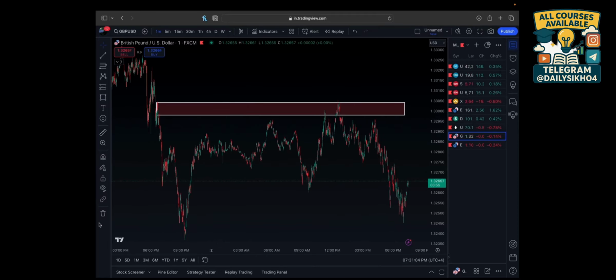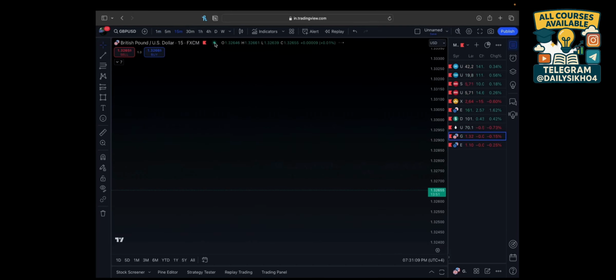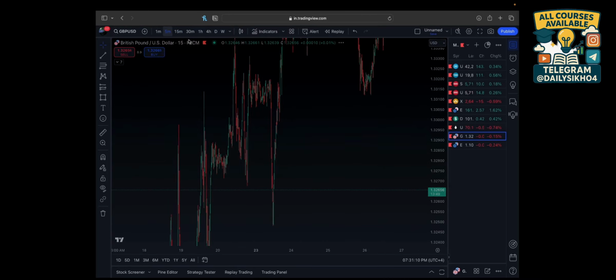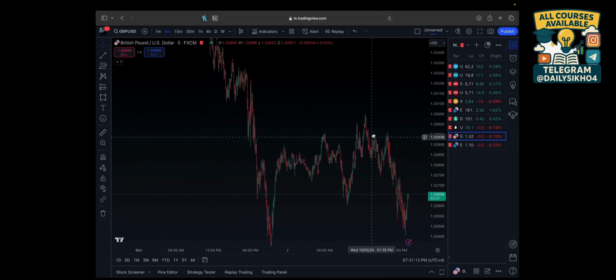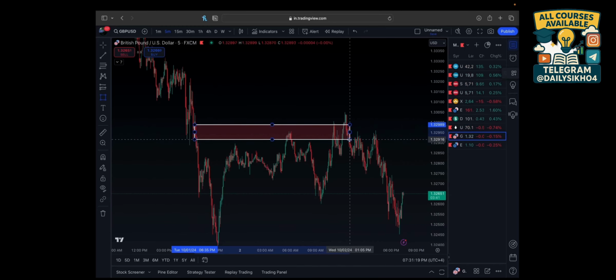So if you look at it, if I delete my zone, let's go back to the 5-minute or the 15-minute time frame. Let's go to the 5-minute time frame. If you go to the 5-minute time frame, you look at this. This looks like a beautiful order block right here for the smart money traders, right? So this was actually a smart money trap right here.